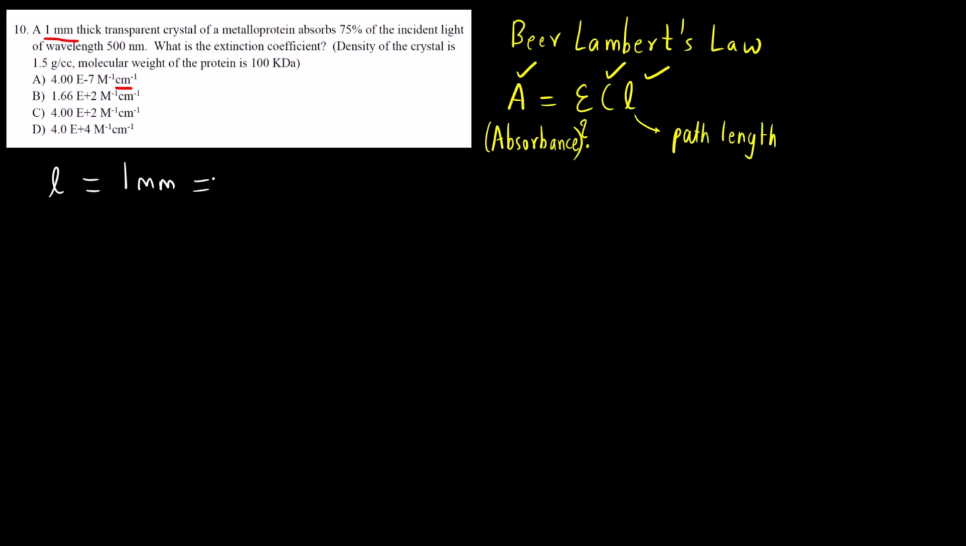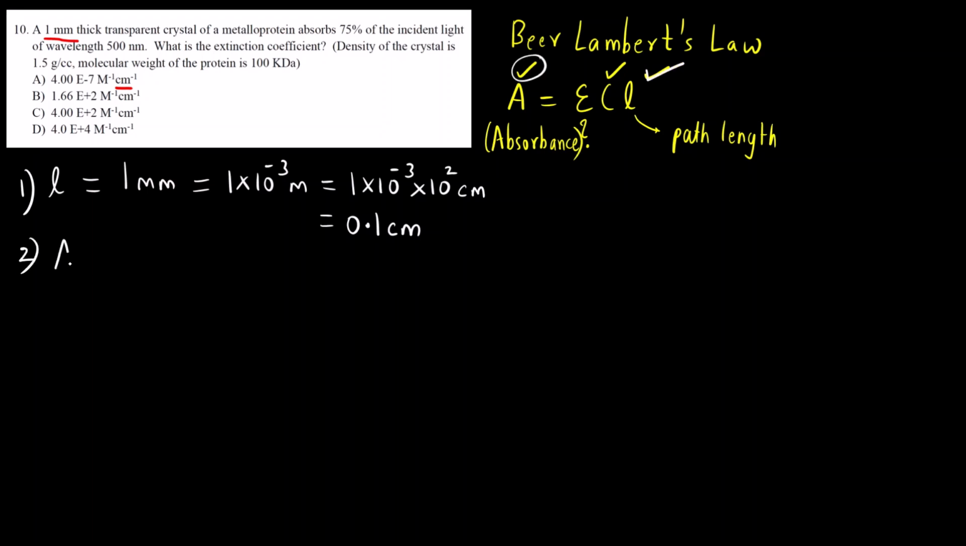1 milli is 10 raised to minus 3, so this will be 10 raised to minus 3 meter, and 1 meter is how many centimeter? 100. So 1 into 10 raised to minus 3 into 100, I can write as 10 raised to 2 centimeter. Minus 3 plus 2 will be 10 raised to minus 1, or I can say 0.1 centimeter. So we got the path length. Now we can find out the absorbance.